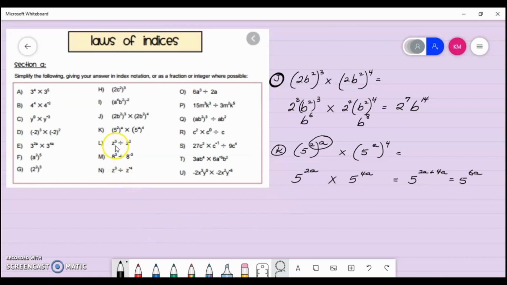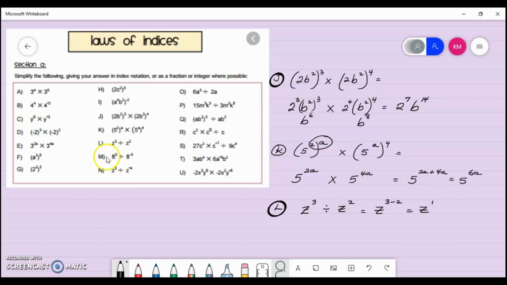Next, z to the power 3 divided by z to the power 2. Now, according to our laws of indices, we will see that when we divide index numbers with the same base, we simply take away our powers. So this is going to be z to the power 3, take away 2, we are going to get z to the power 1.